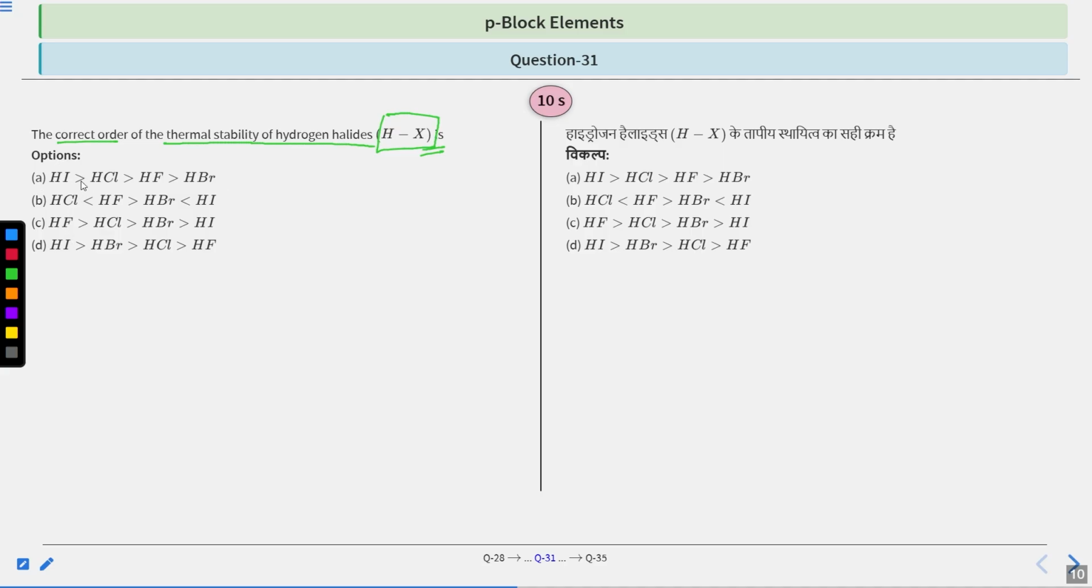Okay, so the options are: the most stable is HI, then HCl, then HF, and the least stable is HBr. Or the most stable is HI, then HBr, then HF, and HF is more than HCl but less than HBr. Or the most stable is HF, then HCl, then HBr, and the least is HI. Or the most stable is HI, then HBr, then HCl, and then HF, hydrogen fluoride. So which is the correct order of thermal stability? You have 10 seconds to solve this question. After that, we will see the answer.